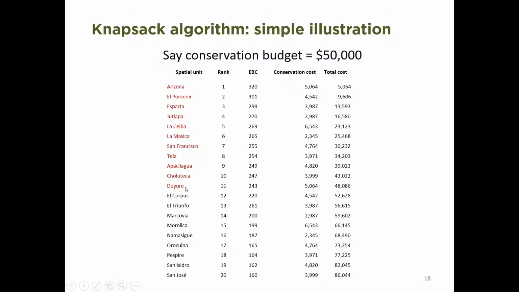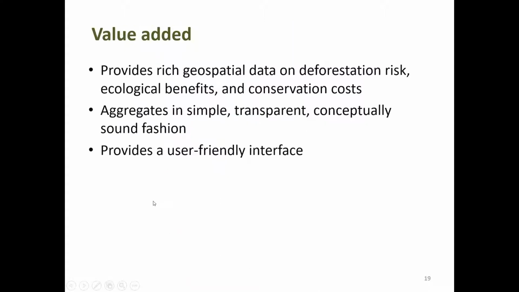So for this targeting exercise, the forest conservation targeting tool would recommend intervening in these 11 municipios where the expected benefit per unit cost is the greatest. So this is a simple analytical framework. The value added of this tool is not to develop some complex or particularly subtle analytical framework for targeting.